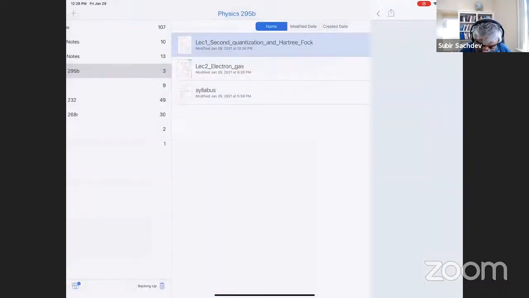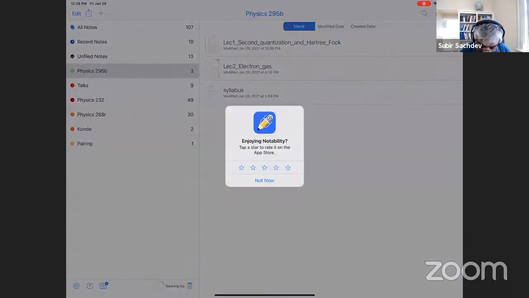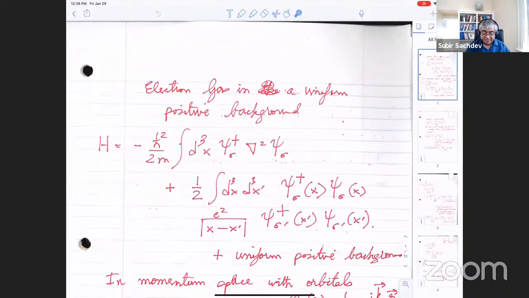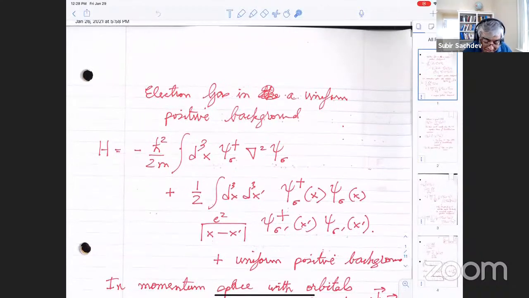Okay, so now let's go to the next chapter, the electron gas. This is a very famous problem, which has been intensively studied. But as we'll see, even for this very famous problem, there are still some things that are not fully understood. This is the problem sometimes called the jellium model, or more precisely, the electron gas with uniform positive background.